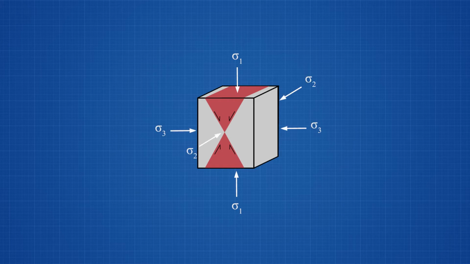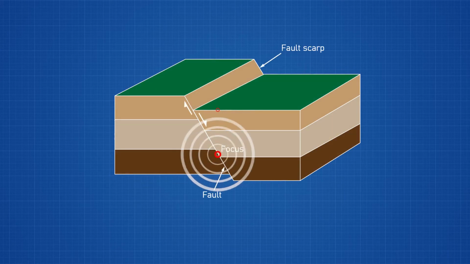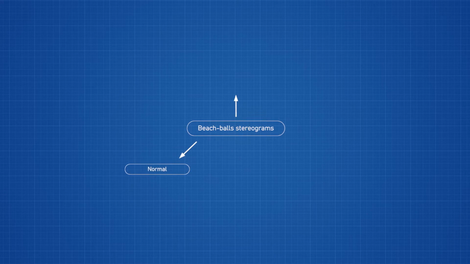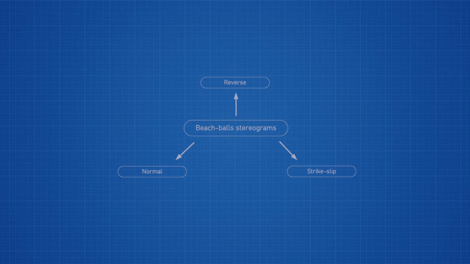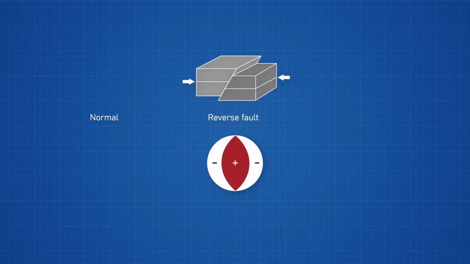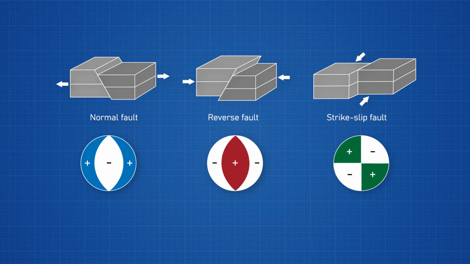During the seismic slip or earthquake along a fault, seismic waves are emitted in such a way that we can reconstruct the type of faulting mechanism leading to the earthquake. To illustrate the three possible faulting mechanisms, we use the so-called beach ball stereograms and different colors. The reverse faulting is illustrated with red, normal faulting with blue, and strike-slip faulting with green color.